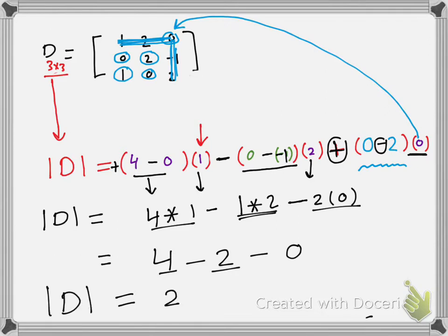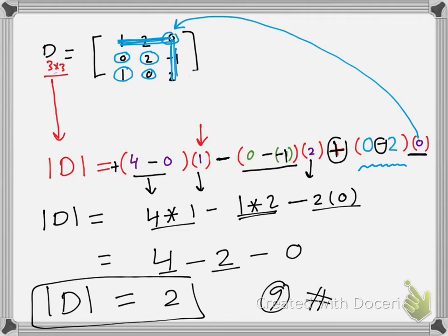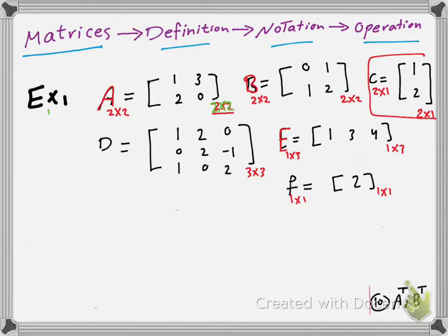Then determinant D equals what? Equals 2. Then required number 9 is now finished, and let's complete required 10. In required 10, I would like to find AT and also BT. What does it mean, AT and BT? This is the transpose of matrix A and the transpose of matrix B.